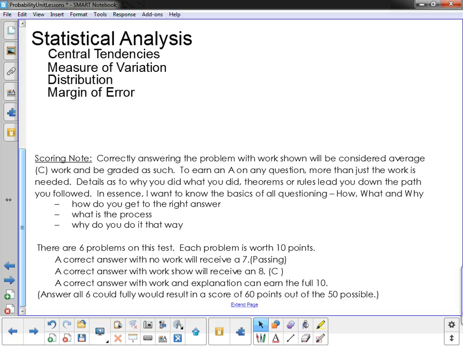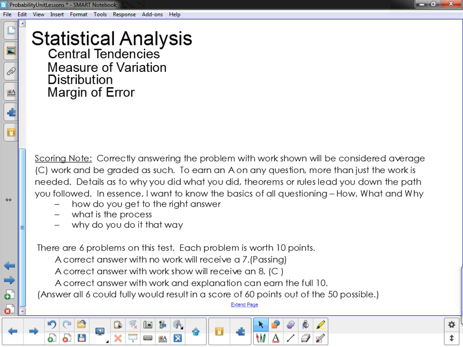Now if you just give me the answer, because you got the right answer, you're going to get a passing score on the question. A correct answer with work shown will receive an 8, and a correct answer with work shown and the explanation can earn the full 10. There are 6 questions on this test, so there are actually 60 points possible, but the test is only worth 50, so you know that.